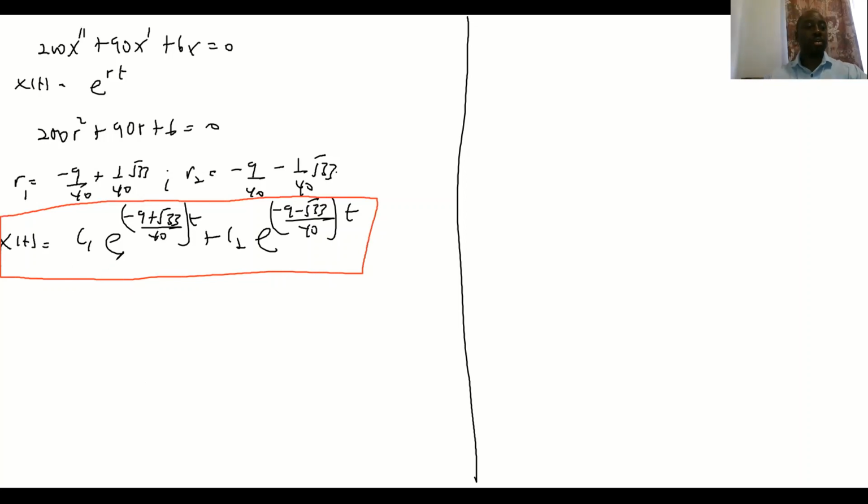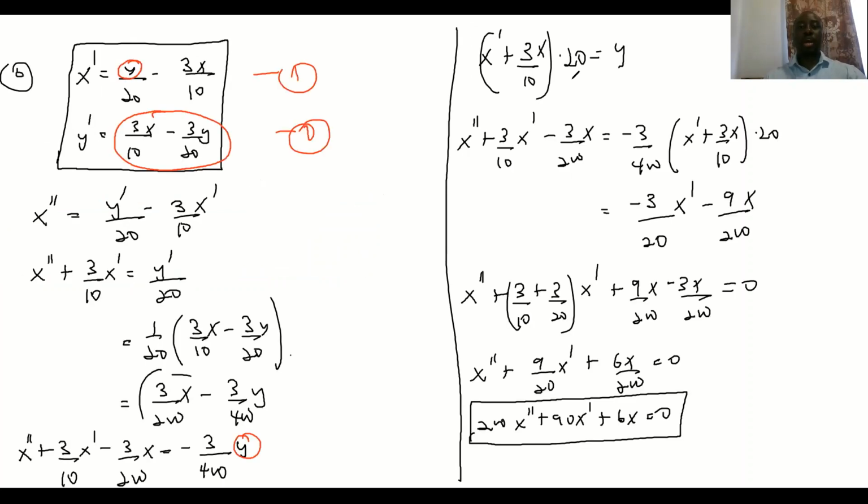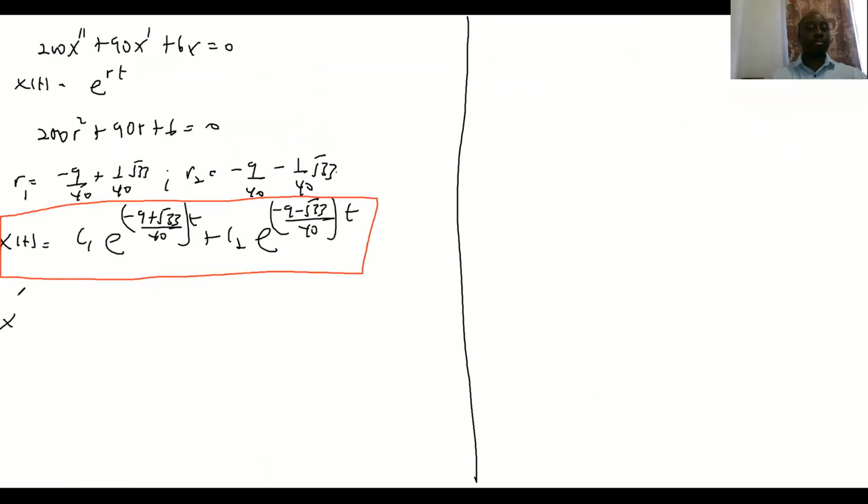Okay. Now I also need to know the amount of salt in tank 2 at any point in time. How do I get that? Well, remember that we have an equation for y in terms of x prime and x. So going back to this equation, we only need x prime.